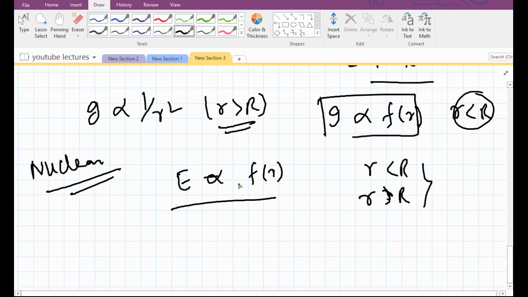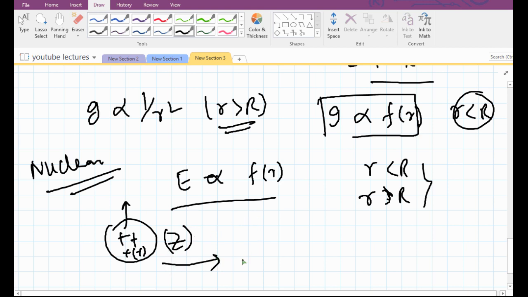What happens to the nucleus? The nucleus contains protons, so if you have Z protons, these protons will represent the charge. Since it also contains neutrons, but neutrons have 0 charge. Now I will show you how to find the electric potential energy of the nucleus. We have positive charges that repel each other, but they cannot escape the nucleus because of the strong nuclear forces. So we will calculate the electrostatic potential energy due to these protons.